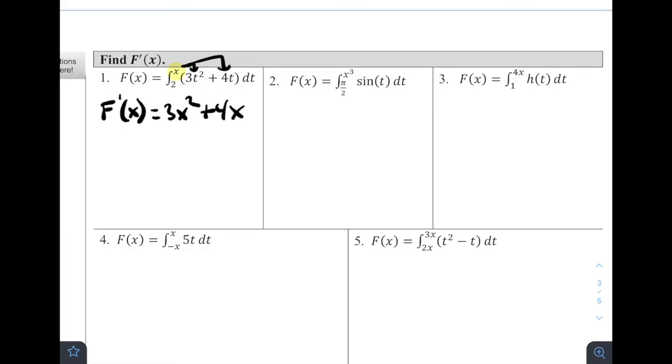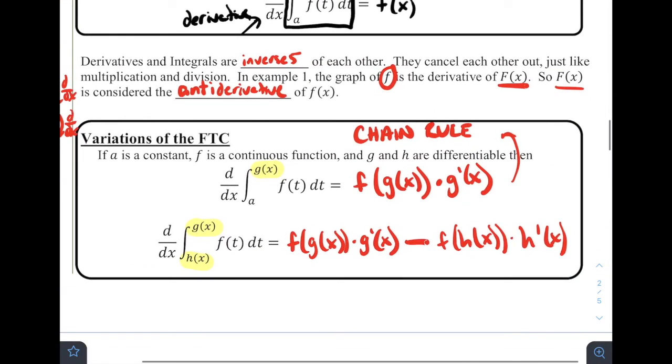And that's actually it. When you have just an x up in that upper limit of integration, that is pretty nice. It's pretty nice that you can just do that. Cool. So that's the base example. We'll take a look at 2 and 3, where we notice now in 2 and 3, we have these upper limits of integration that are functions. So in this case, because it's more complicated than x, we're going to be using these variations of the FTC that we talked about here, where we need to apply the chain rule.